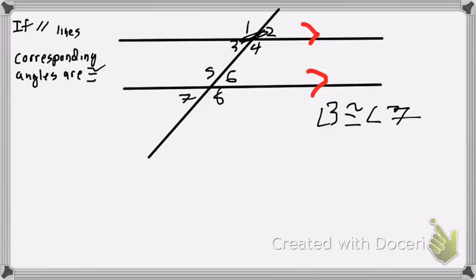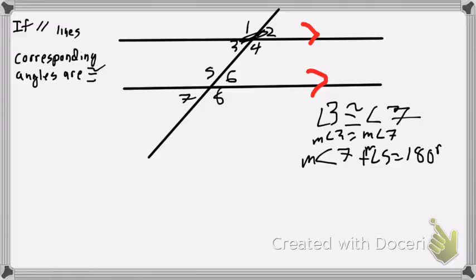We also know that angle 7 plus angle 5 equals 180 degrees. Since we know that 3 is congruent to 7, the measure of angle 3 is equal to the measure of angle 7. The measure of angle 7 plus the measure of angle 5 is 180 degrees. Then we can substitute and say the measure of angle 3 plus the measure of angle 5 equals 180 degrees. What do we call two angles that add up to 180 degrees? That's right, supplementary.